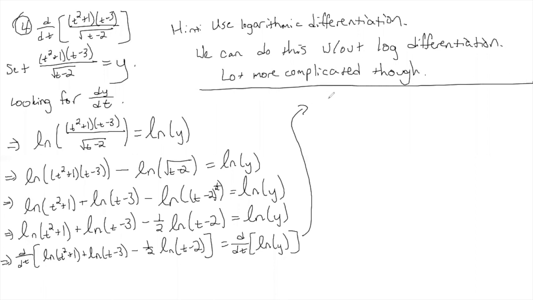And what do we get? We get 1 over t squared plus 1 times the derivative of the inside, right? Just by chain rule, I treat this as if it's a t, and I take a derivative, 1 over the inside. Then I multiply by the derivative of the inside. So this is times 2t. Plus, and I do the same thing here, 1 over t minus 3, multiplied by the derivative of the inside, but in this case it's just 1, so I'll ignore that. Minus 1/2 times 1 over t minus 2. Okay, and same sort of chain rule here. I get 1 over y times dy dt.